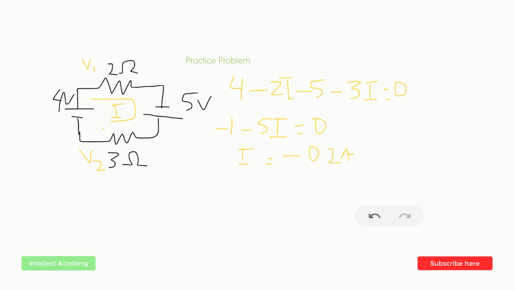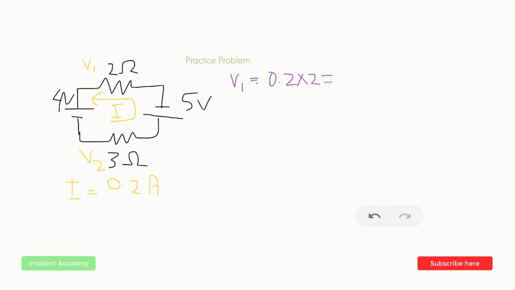So this negative sign just tells me that the assumed direction of the current should be reversed. Right, so I'm going to reverse it over here and write the value of I down here so that I can rub the board and find the voltages across the resistors. So again, I'm going to use Ohm's law. So V1 would be equal to 0.2 multiplied by 2 ohms, which is equal to 0.4 volts. And then V2 would be equal to 0.2 multiplied by 3, which is equal to 0.6 volts.